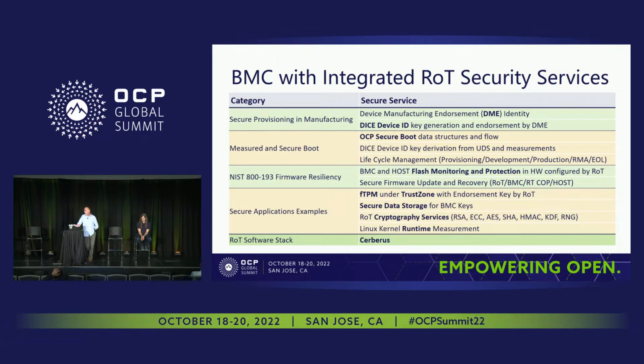The DME would be used to endorse the DICE device identity, and that would allow later binding and endorsing or applying a DICE device ID certificate through whatever CA is used by verifying that it is indeed a genuine device which is familiar and known, even if the firmware layer 0 changes.